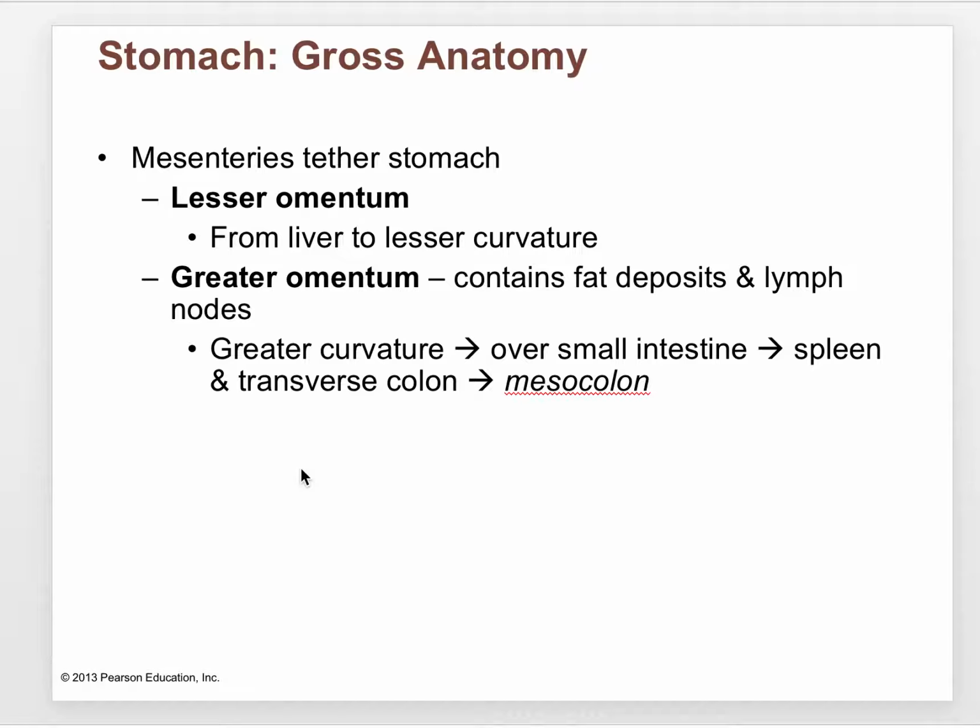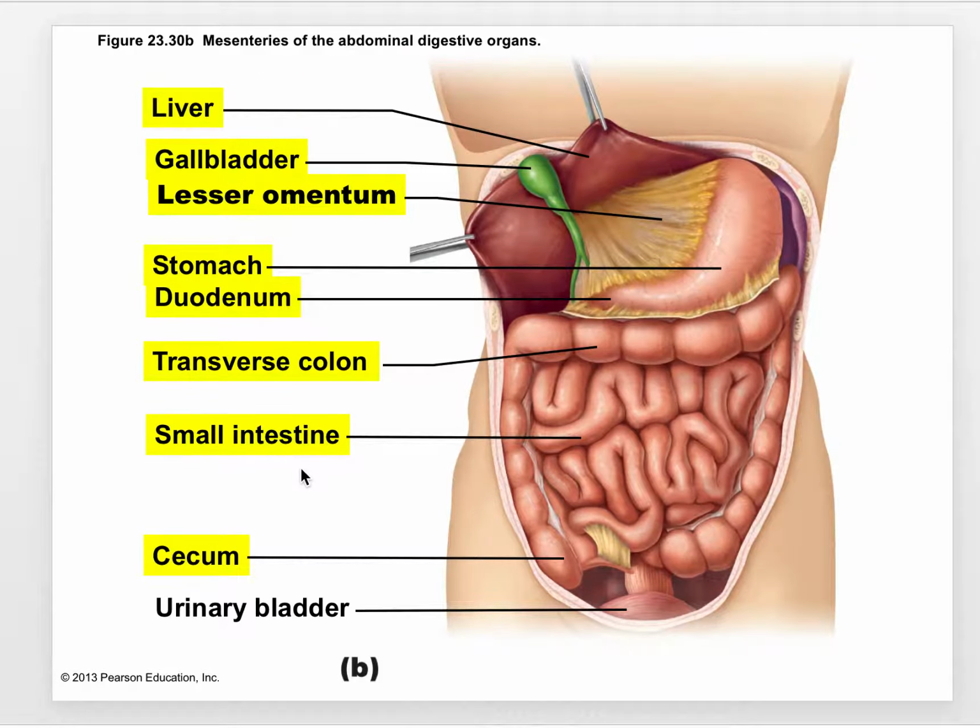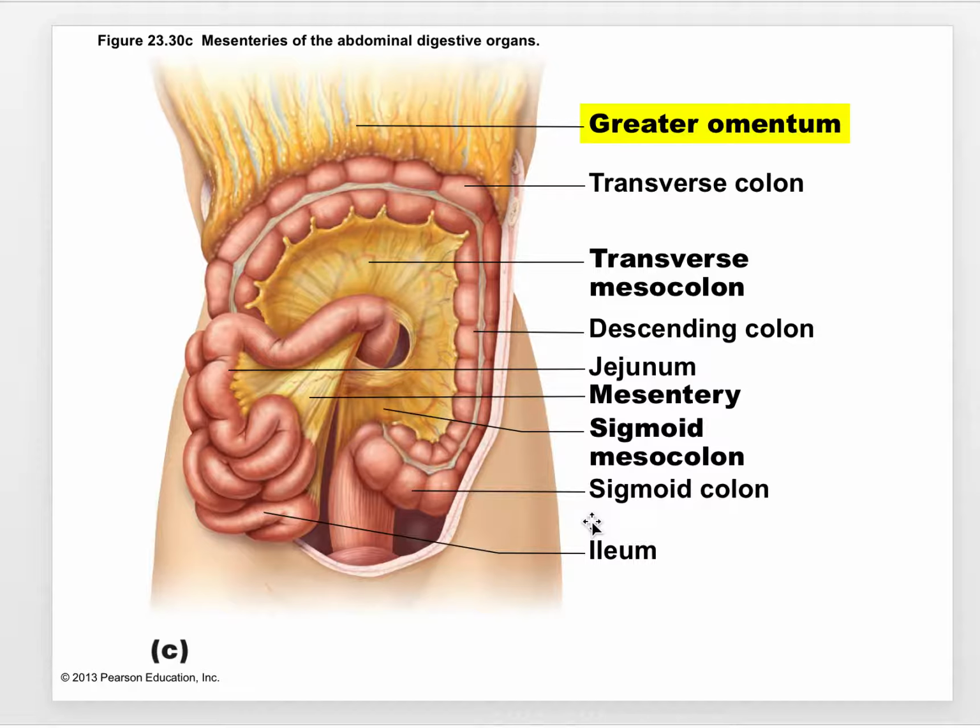There's mesenteries that tether the stomach and kind of hold the stomach in place. We studied the greater omentum in chapter 1, and on the first lab of the human torso. Remember the greater omentum? It contains fat deposits and lymph nodes, and it helps to stabilize the stomach. There's also a lesser omentum that connects from the lesser curvature of the stomach to the liver. Here's a picture of the lesser omentum, and this is the greater omentum, but it's been cut off. Normally it goes and covers the whole intestinal region. Here's the greater omentum flipped up.